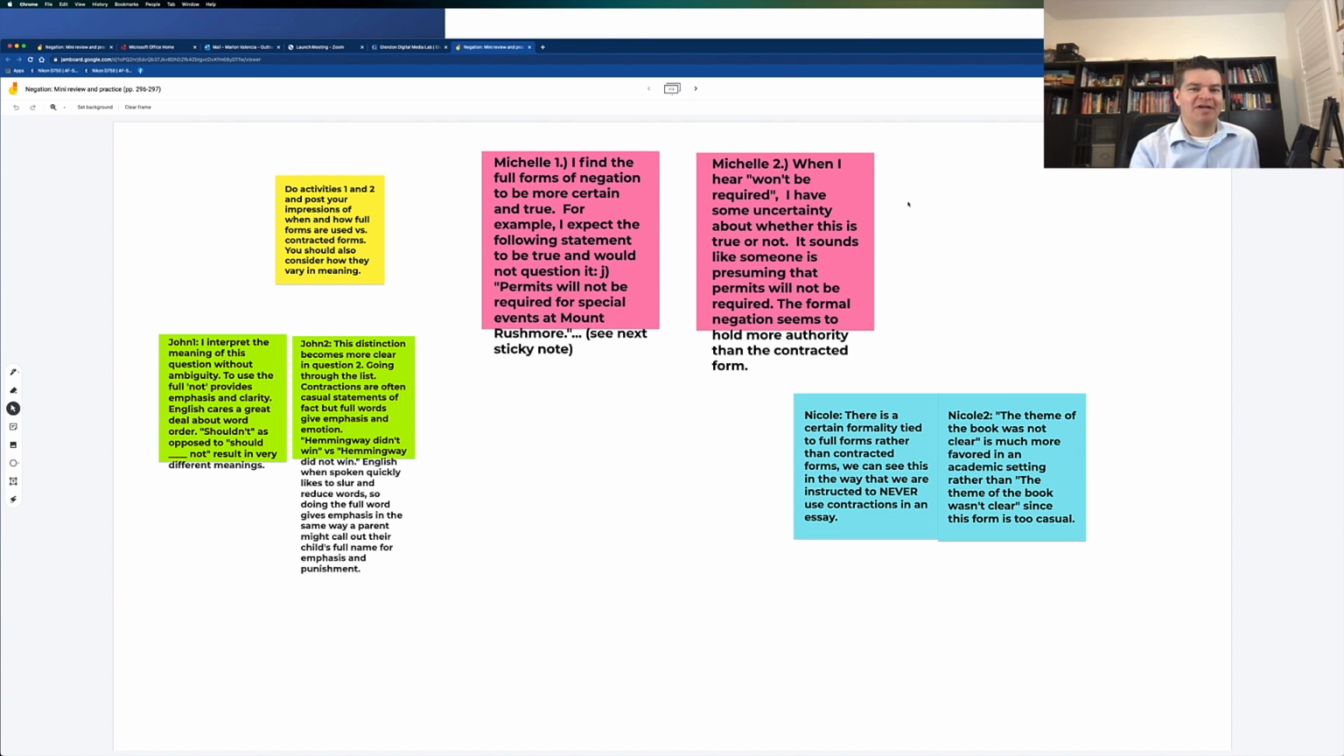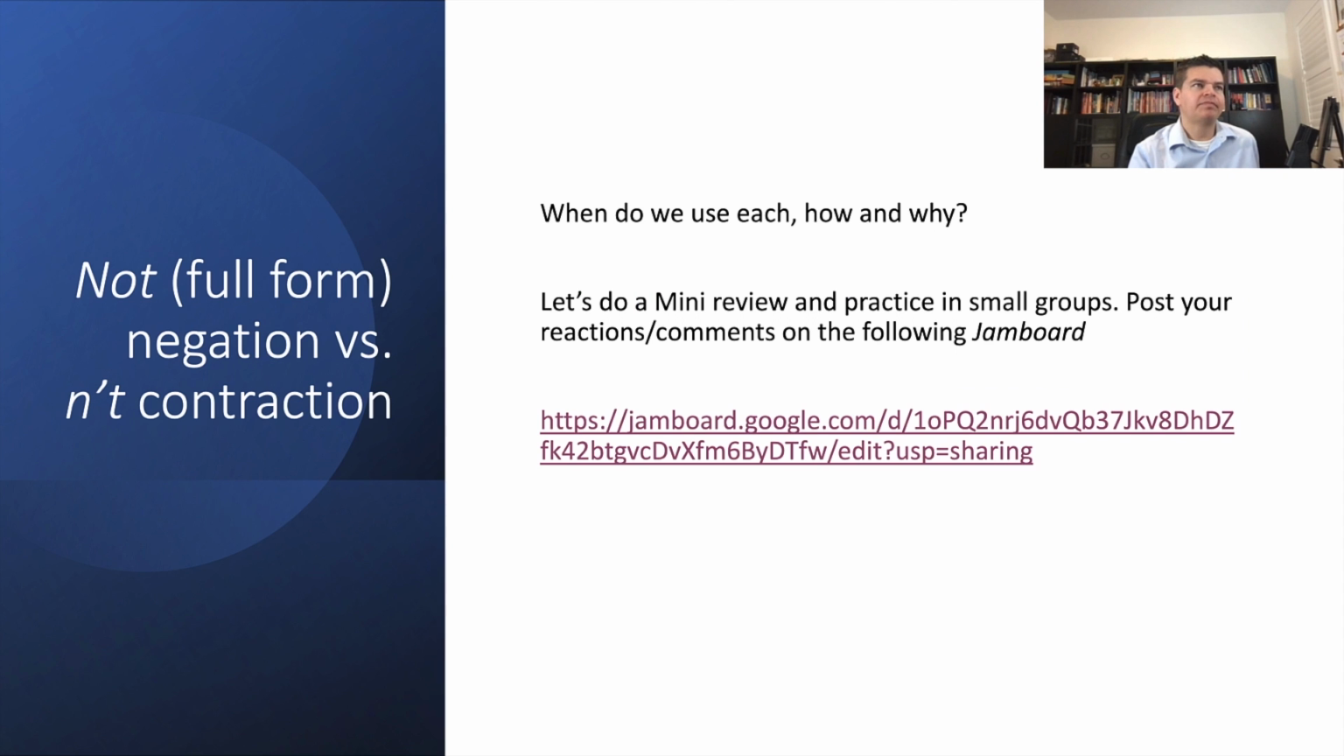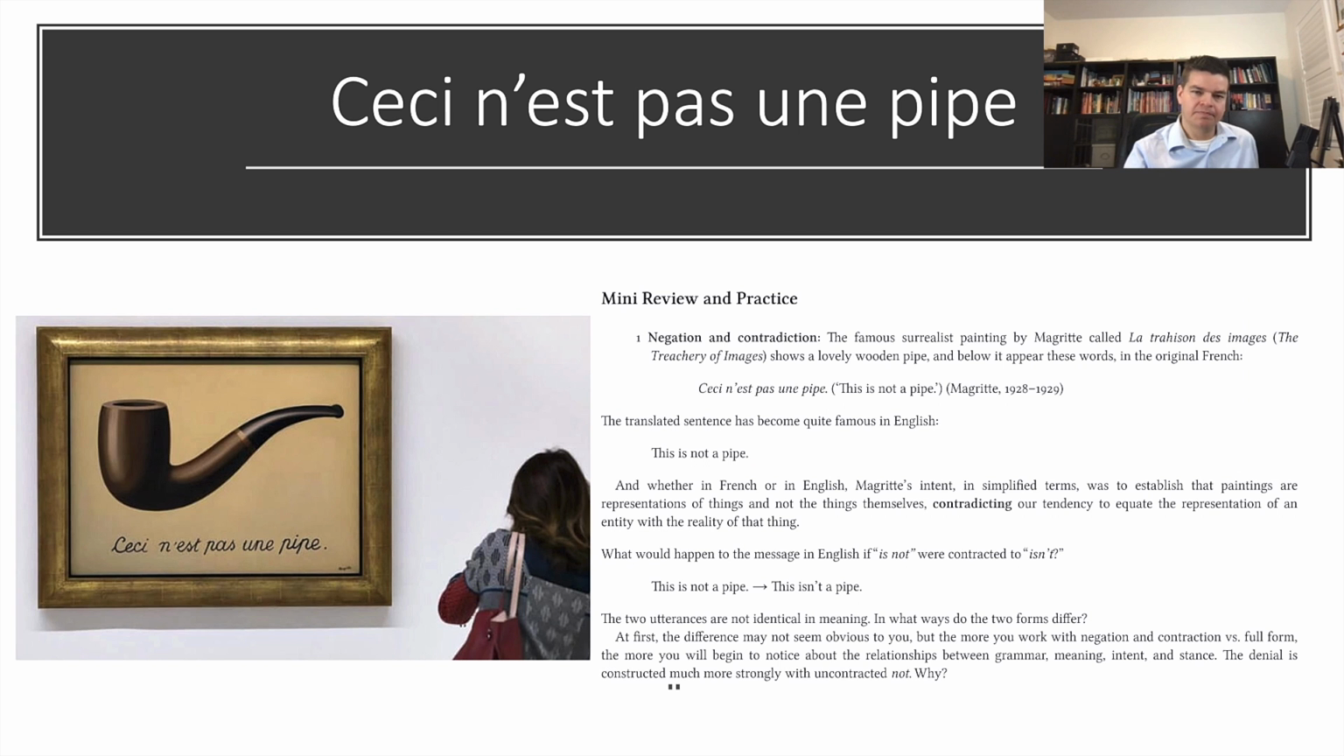Okay, very good, guys. Excellent. Let's go back to the PowerPoint. Good. So, look at this. This is a very famous painting, and we have it in the following mini review and practice. So, in French, ceci n'est pas une pipe. This is not a pipe, but what do you see there? It is a pipe.